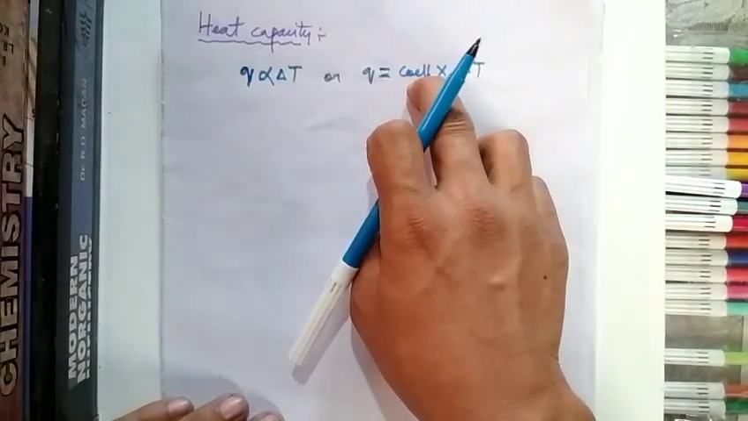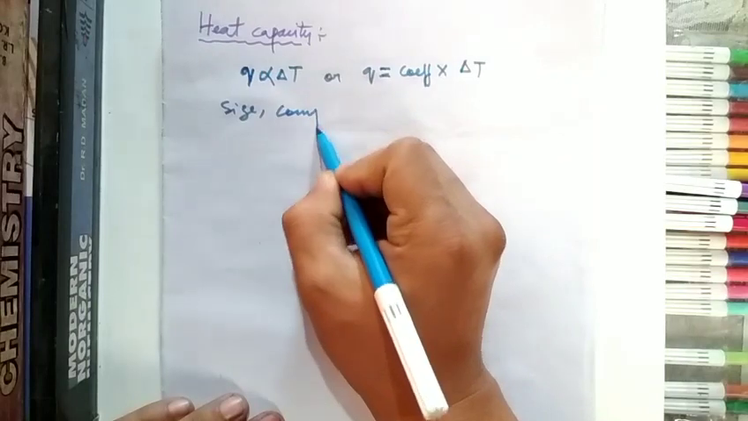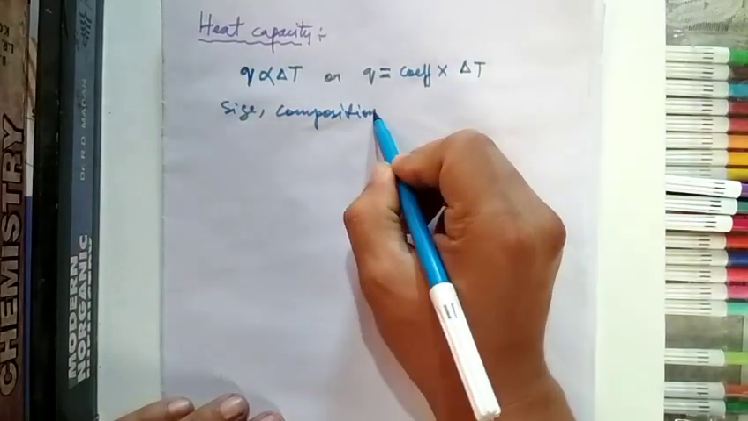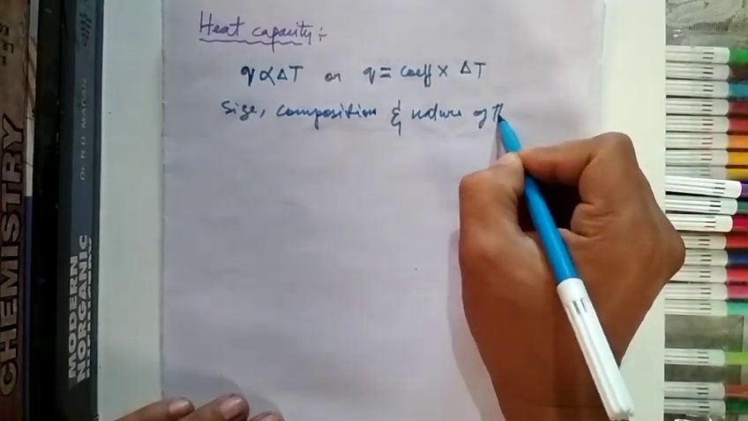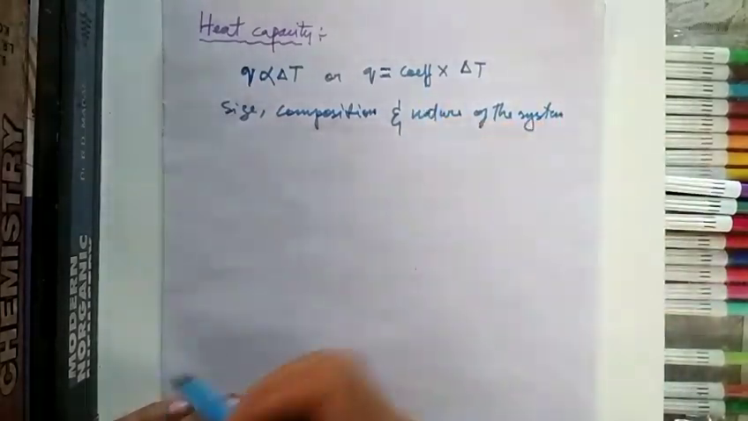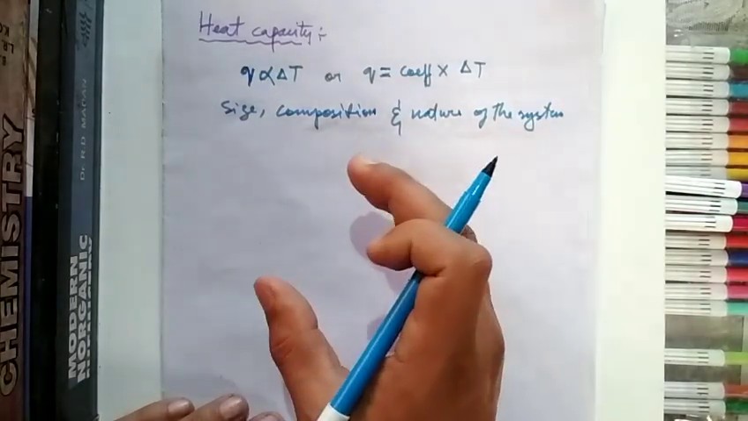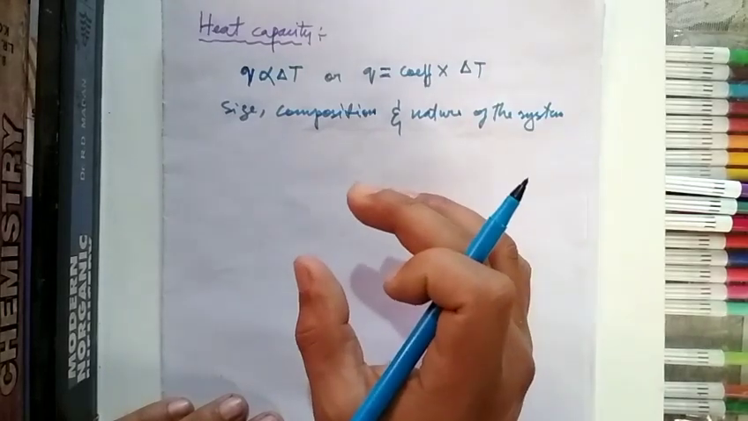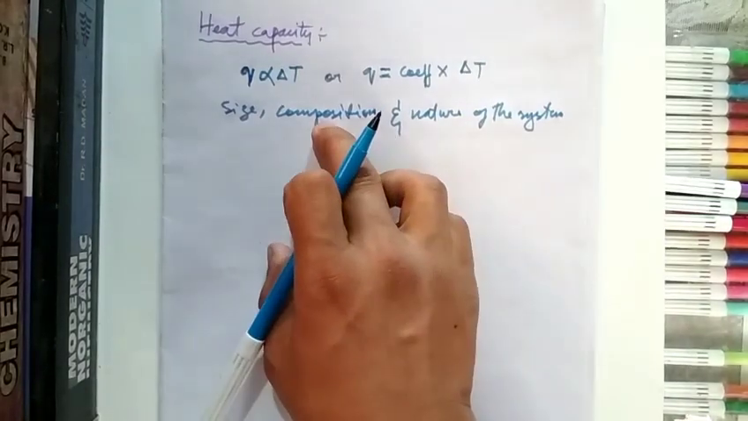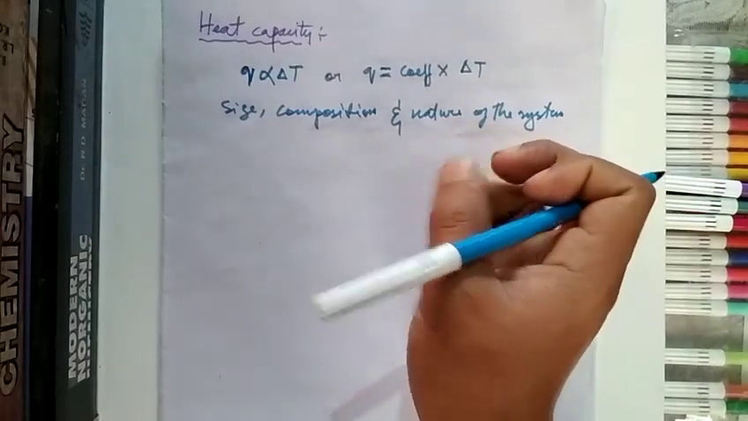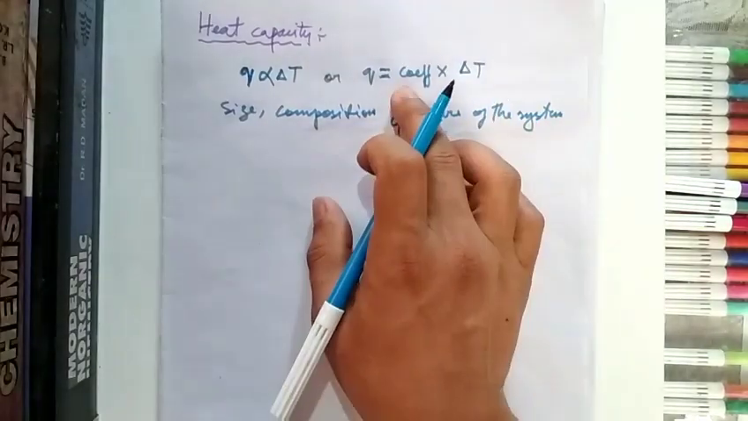So this coefficient will depend on the size, composition, and nature of the system. It depends on the size, how large or how big the system is. Usually a bigger system will require a higher amount of heat. Even the composition, whether solid or liquid, and the nature of the system, it will depend on that.